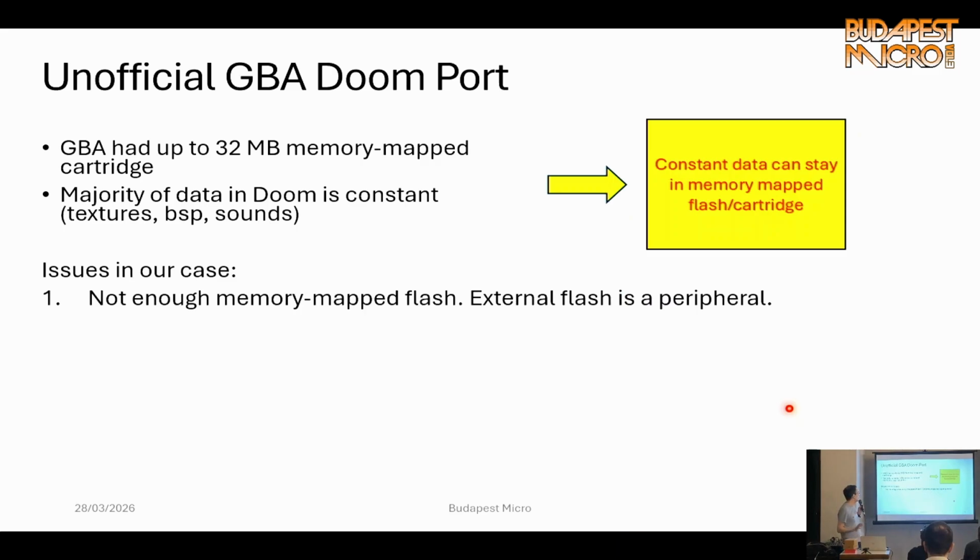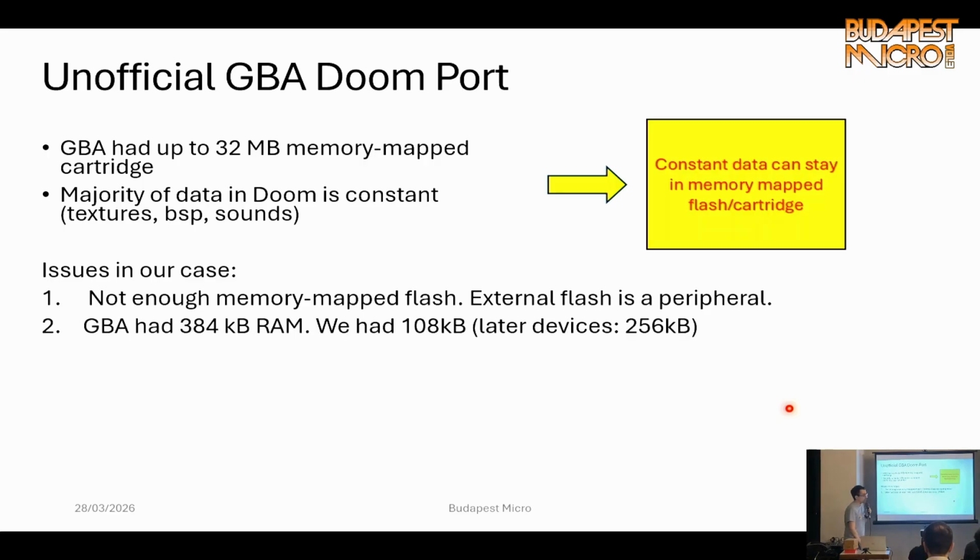The first is that we don't have enough memory mapped flash like in the GBA, because the external flash I have added is a peripheral, it is not memory mapped. You can't simply dereference a pointer and read. You have to read using, for instance, the DMA into a RAM buffer first. And second, the GBA had 340 kilobytes of RAM, and initially on the light bulb I had only 180 kilobytes of RAM. On later devices I had more.